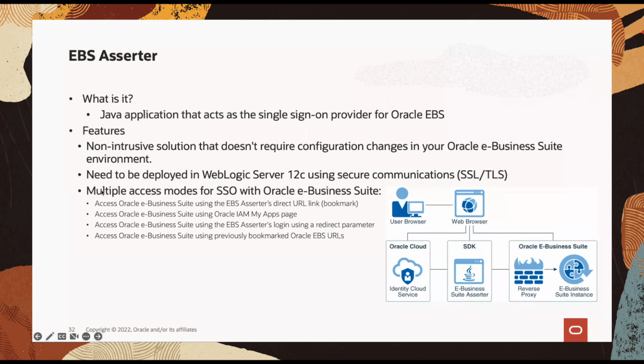Okay, so these are the four different modes in which you can access the E-Business Suite application, right? One, you can access your E-Business Suite application using the EBS Asserter link, or you can access it from the Oracle My Apps page, or if you have a redirect parameter defined for the EBS Asserter, you can access your E-Business Suite application using that also. And then, of course, with the previously bookmarked Oracle EBS URL, right? Before enabling the SSO mode, you can still make use of that URL to access your existing EBS application.